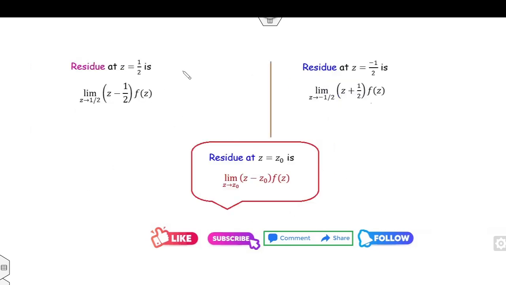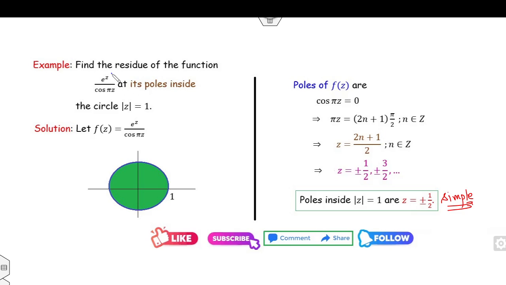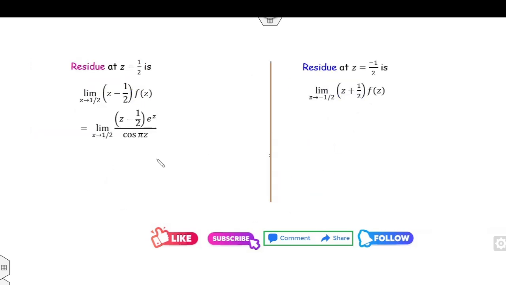Again, using the definition, I can substitute the value of f(z). f(z) is e raised to the power z over cos(pi z). When you substitute half, the numerator is not 0 but cos(pi by 2) is 0, so again it is 0 by 0 form. Again, I can apply L'Hopital's rule. After applying it, the numerator becomes 1 into e raised to the power z plus (z minus half) e raised to the power z, and the denominator becomes minus pi sine of pi z.